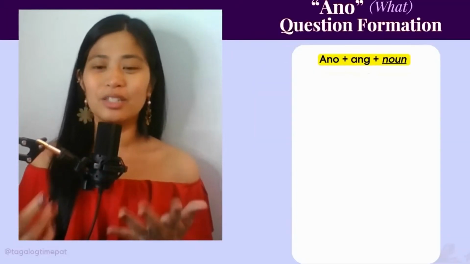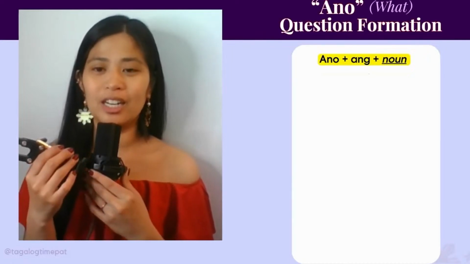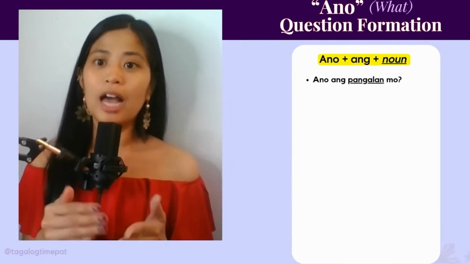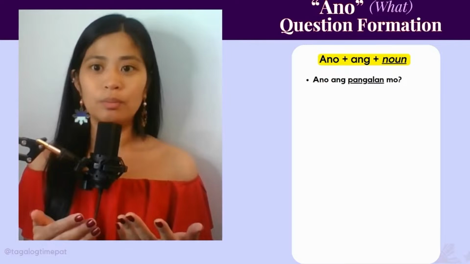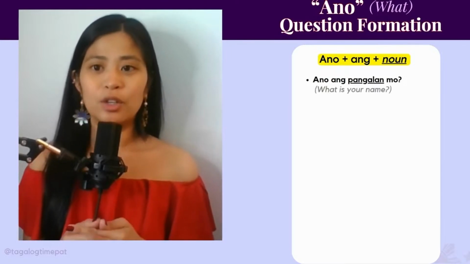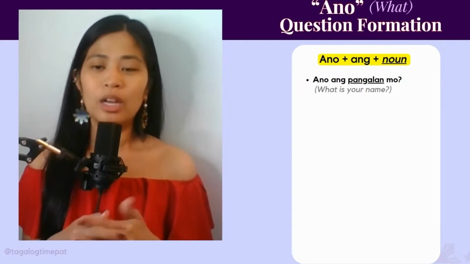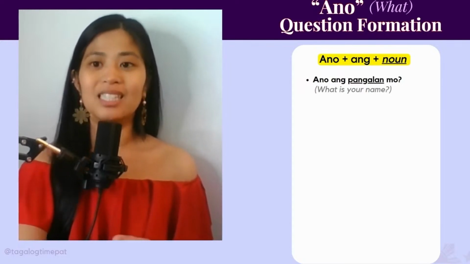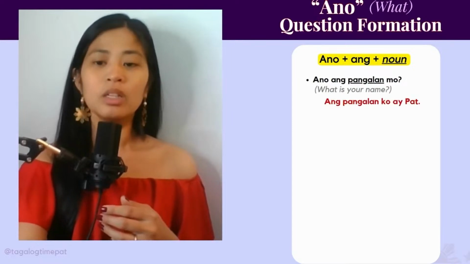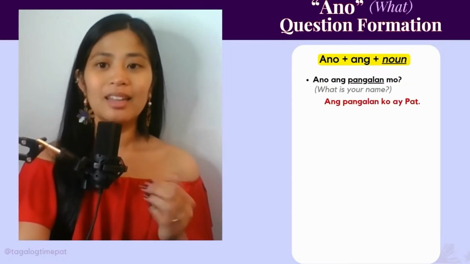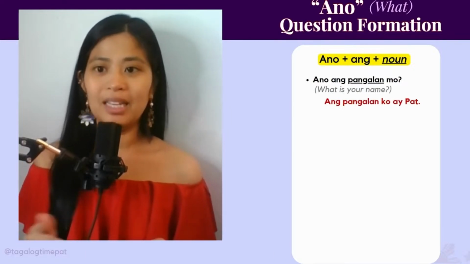So here are the different ways to use ano in a question. So ano, then the word ang, then a noun. So for example, ano ang pangalan mo? What is your name? Ano ang pangalan mo? And I underlined pangalan because that's the noun. Your response could be, ang pangalan ko ay Pat. That literally means my name is Pat.